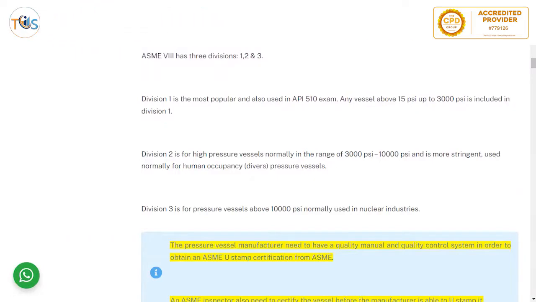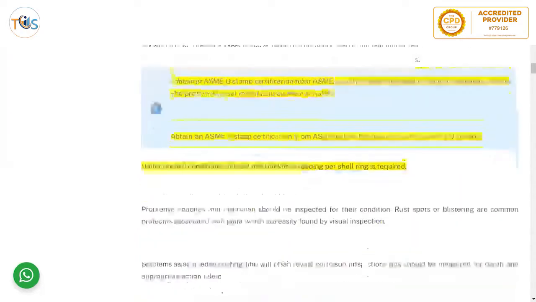Now, Division 2, normally we say 3,000 to 10,000. It's actually more stringent than Division 1, and the actual Division 2 says up to 10,000. So depending on the purchaser's preference, they can use ASME Division 2 for less than 3,000 psi also, but this is normally 3,000 to 10,000. Division 3 is for pressure vessels above 10,000 psi, normally used in the nuclear industries.